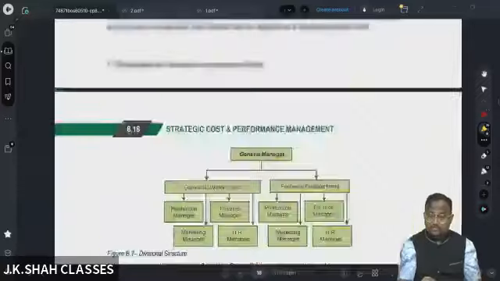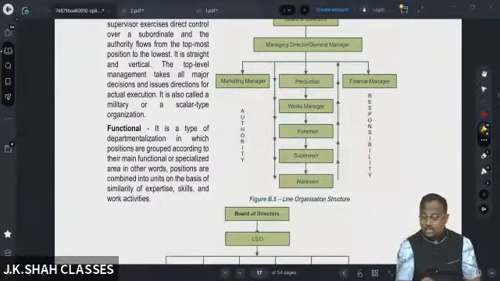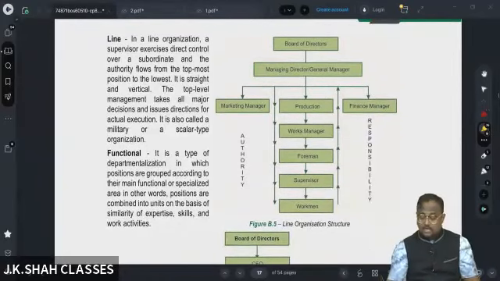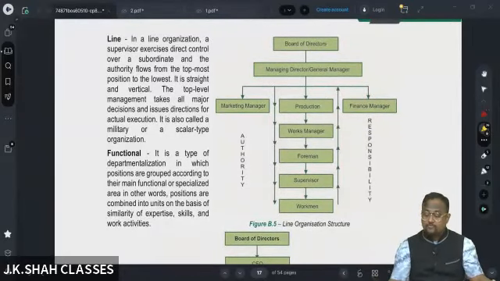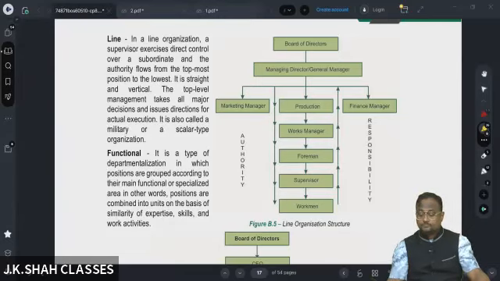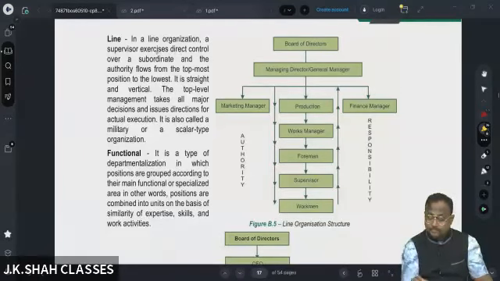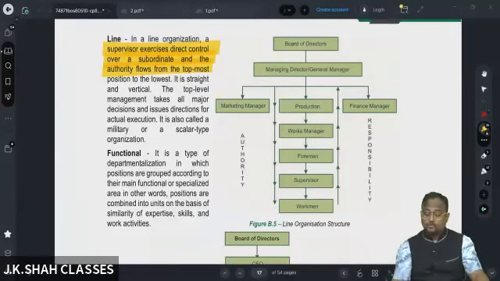Line and functional, what is the difference? Look, in line you may have other variations also, like a marketing manager is appointed, then you have production, and then you have a finance manager. See, a supervisor exercises direct control over subordinates and authority. It is from the topmost position to the lowest. And here it is group 1.